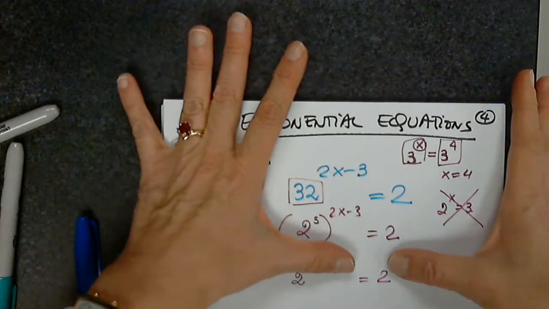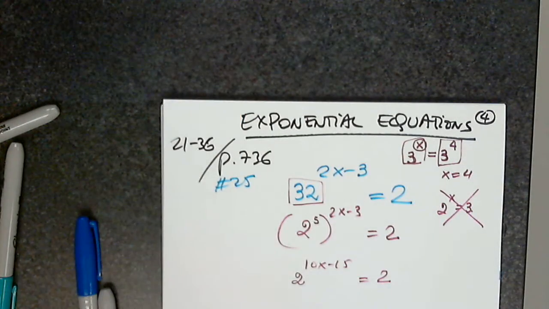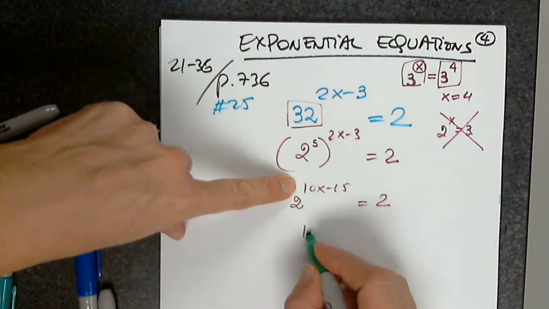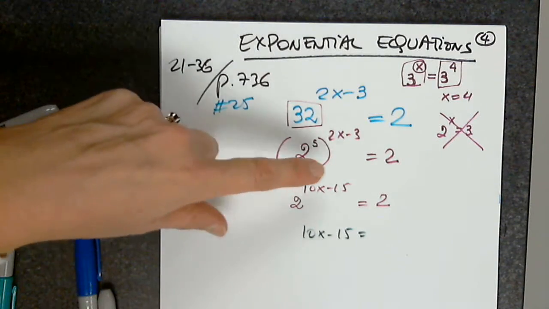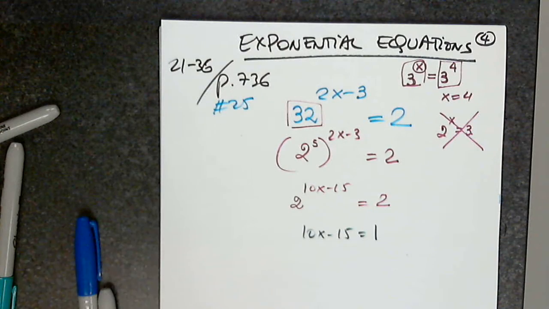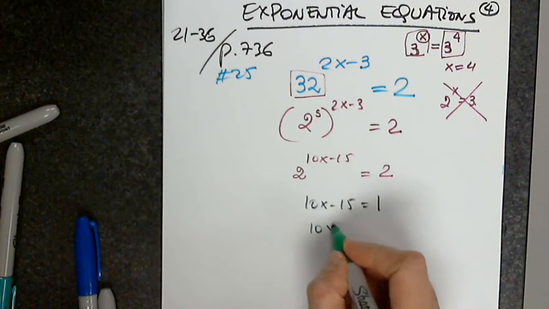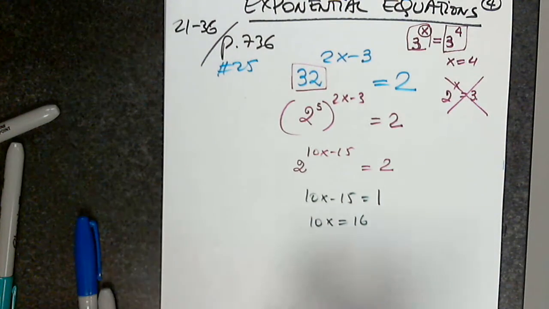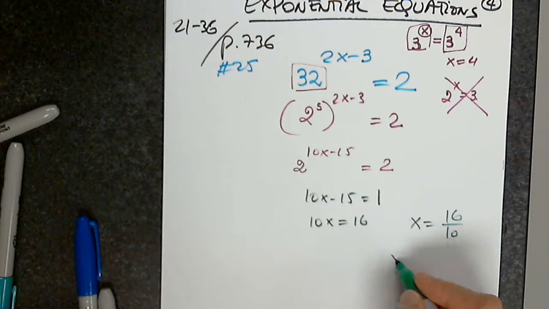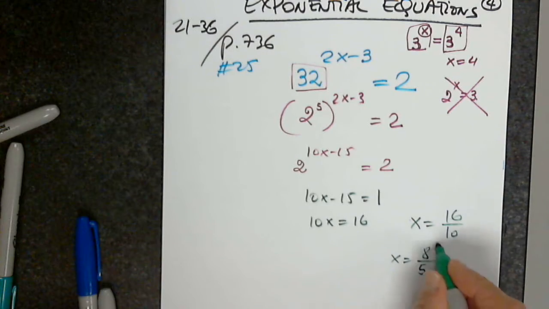What has to happen to their exponents for them to be equal indeed? Right. In other words, the exponent of this, which is 10x minus 15, must equal the exponent of this, which is exactly. That's how we solve exponential equations of this type. Now this is linear. I will move 15, so I have 10x equals 16, and then I divide by 10. So x equals 16 over 10, and I simplify. X equals 8 divided by 5.